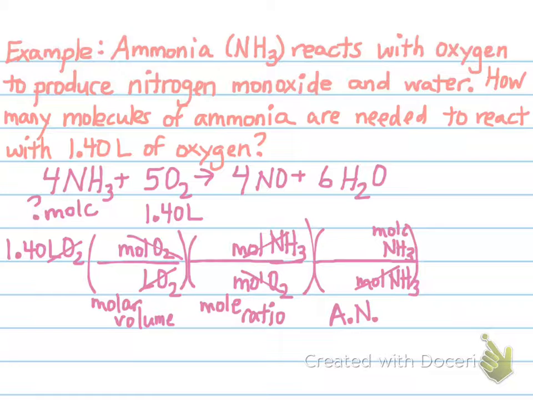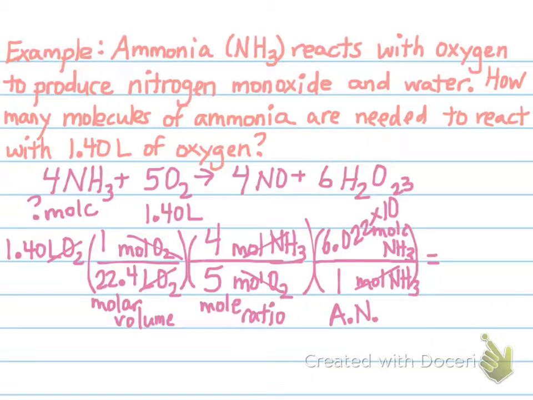So now, I like to do all my conversion factors first with their units, and then come back and fill in numbers. Molar volume, it's 1 in front of moles and 22.4 in front of liters. For my mole ratio, my numbers come from my coefficients. So my coefficient on ammonia is 4, and on oxygen it's 5. For Avogadro's number, for my counts, it's 1 mole, and it's 6.022 times 10 to the 23rd.